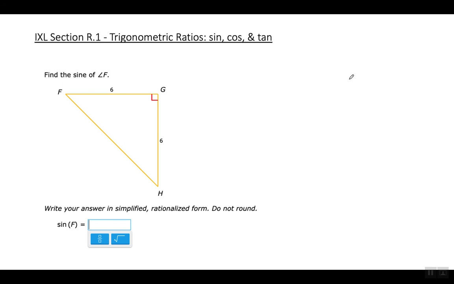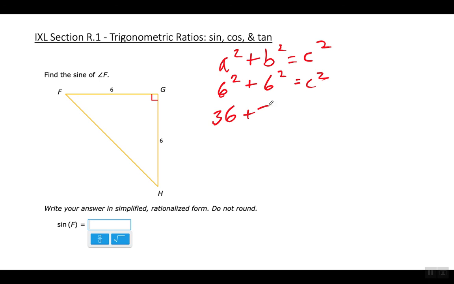All right. So on this one, I got to also find the sine of angle F, but first I got to find the hypotenuse, which is going to be, so a squared plus b squared equals c squared. I think this is a basic one, but whatever. I put it here, so let me just look at it. So it's going to be 6 squared plus 6 squared equals c squared. 36 plus 36 equals c squared.